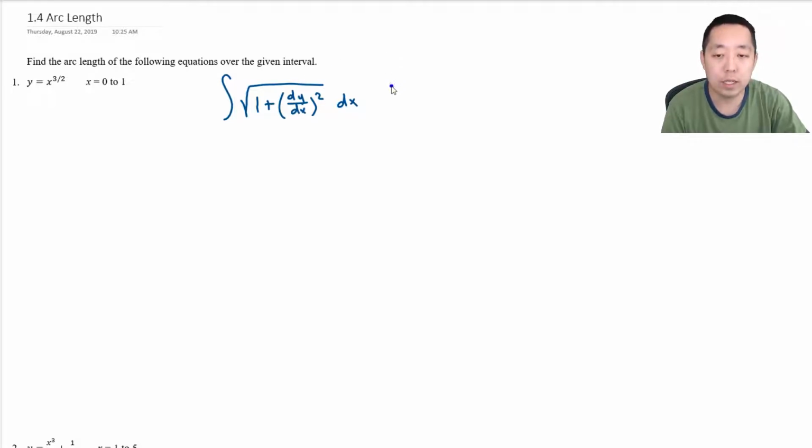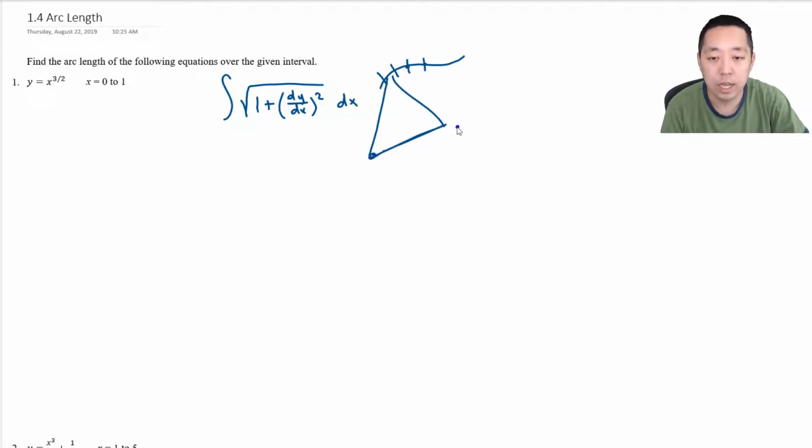The way I think about it is, if I'm looking at the length of a segment here, and I break it into little segments, and I want to find the length of each segment. Let's zoom in on this little segment. It looks like a line, and if I were to imagine it were a line, and I move over a dx, and I move up a dy, then the length of this segment would be, by the Pythagorean theorem, the square root of dx squared plus dy squared.